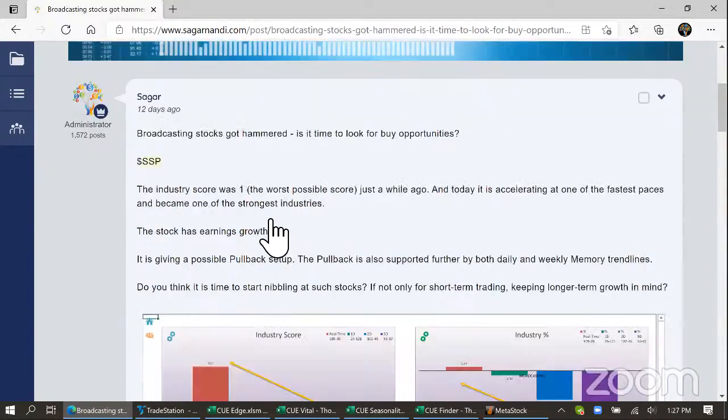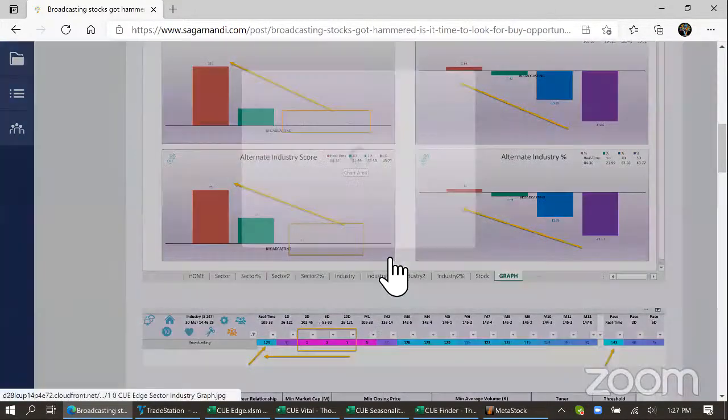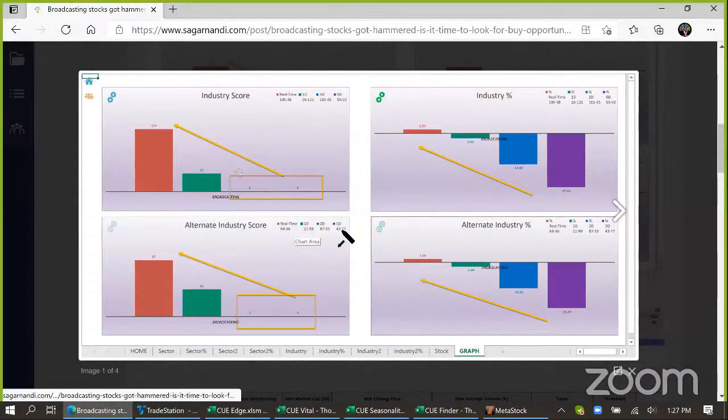2:57 p.m. What did I see? Let's look at it. The industry score, broadcasting industry, was starting to go up. Just a while ago, the broadcasting industry score was 1, the worst possible. From there, it jumped to 129. Or if you look at alternative industry, that also went up. And the percentage change from being large negative turned to positive. It's real-time data. So it was a turnaround industry.